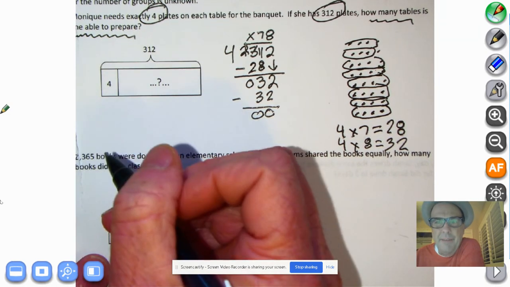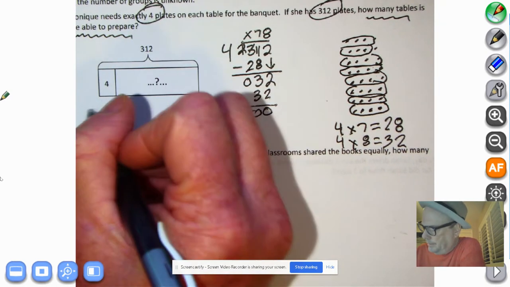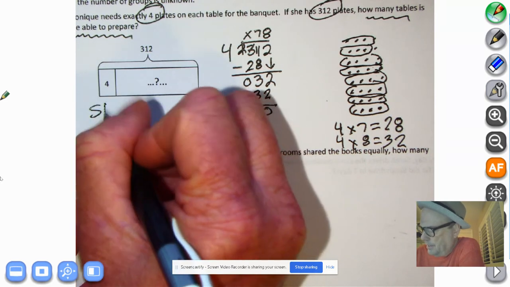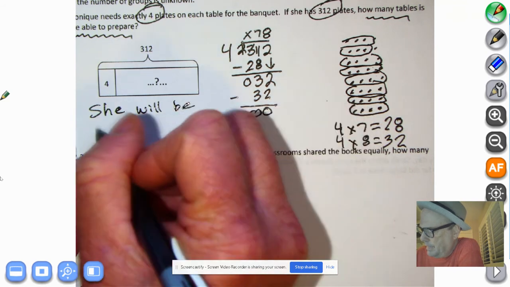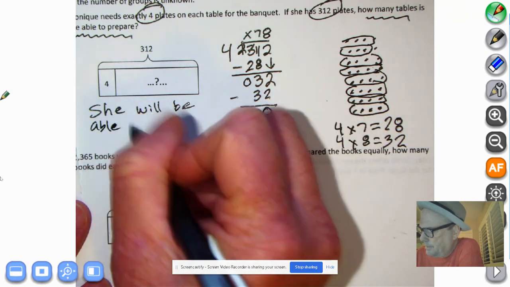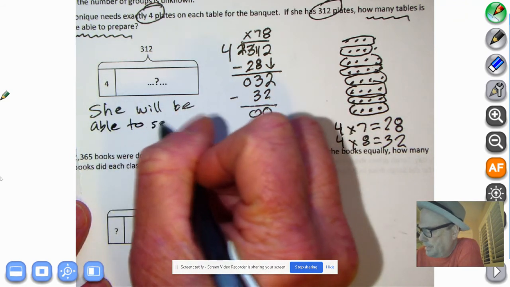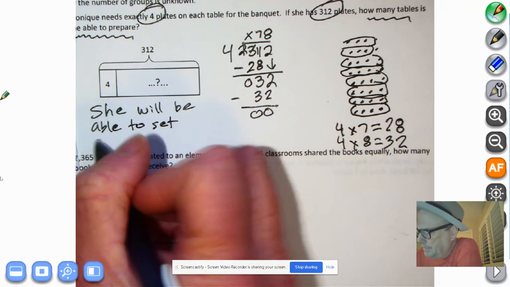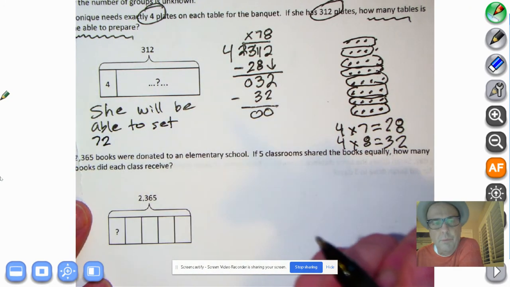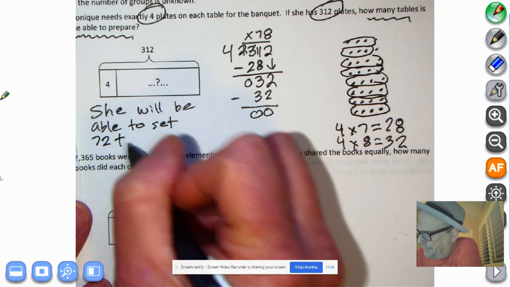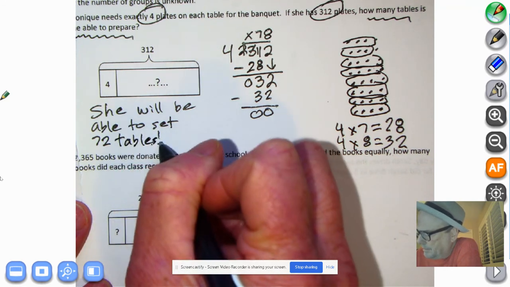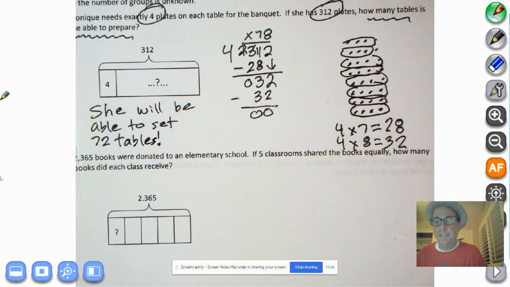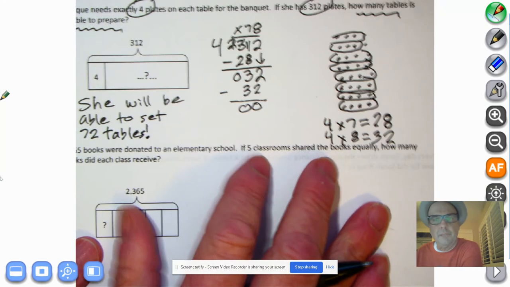And we could say Monique will be able to set how many tables? 72 tables, because each table has 4 plates. Oh, whoops, tables, exclamation point. I don't know why I put an exclamation point there. Maybe I'm just so excited because we got the right answer.